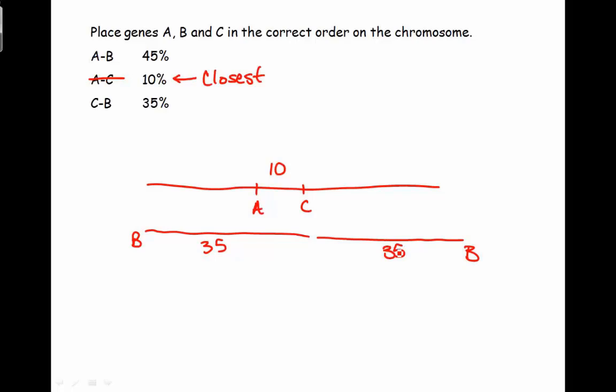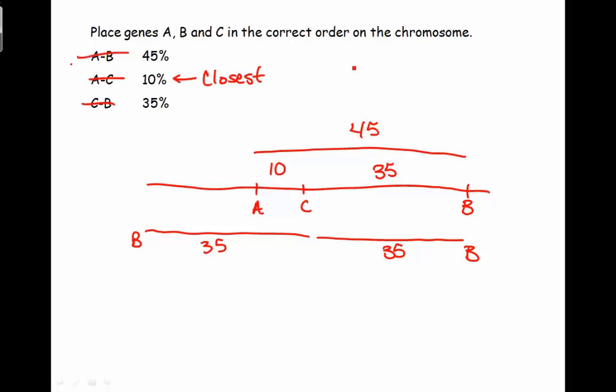And since I don't know which way, that's the reason I'm writing it down below at this point. Then I'm going to look at my last piece of information, which tells me that A and B are 45 apart from each other. Well, if A and B are 45 apart from each other, that tells me that B must be located over here, because that'll give me the 35 I'm looking for there, and that will give me the 45 that I'm looking for up here.